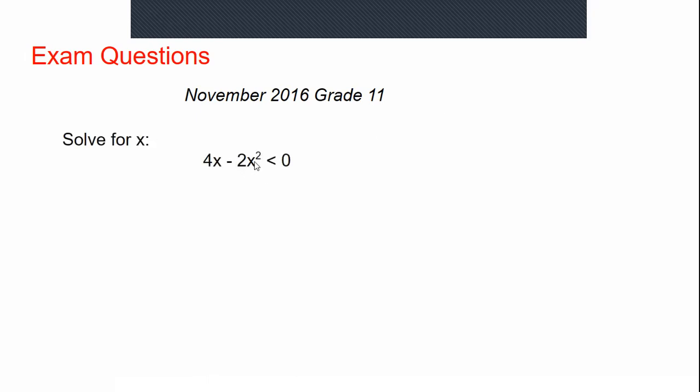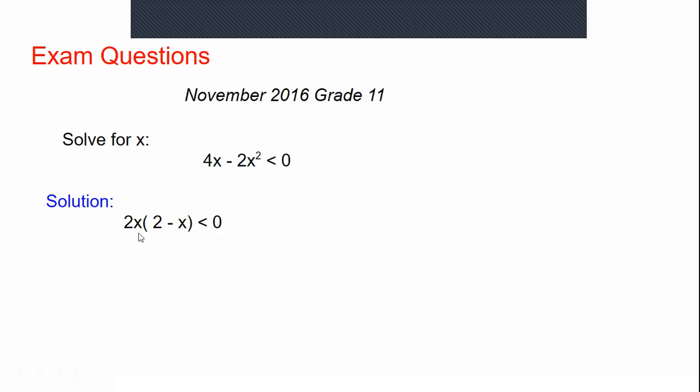Now we look at some exam questions. This is from the 2016 grade 11 exam, which is 4x minus 2x squared is less than 0. So you need to get it in the form ax squared plus bx plus c less than 0, which is done here. So go ahead and work this out. So our solution is as follows. We first take 2x out as a common factor. So we have 2x into 2 minus x being less than 0.